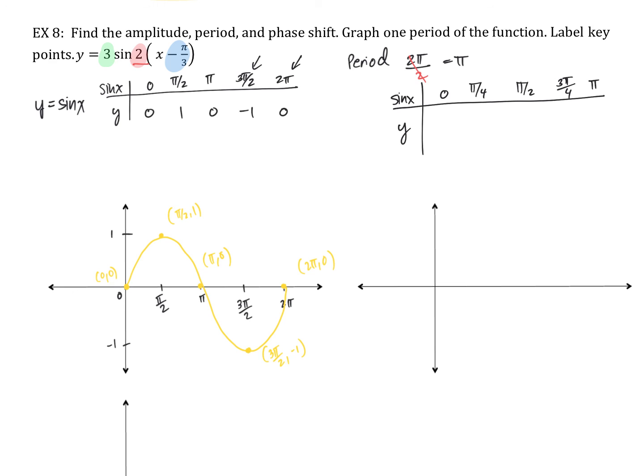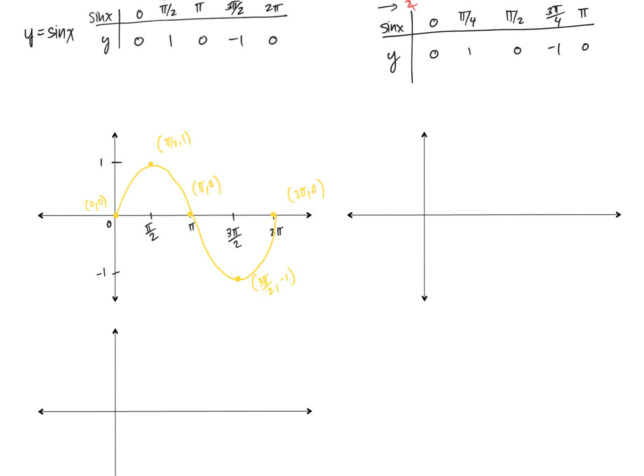So there's 2 ways you can think of it. You can either think of it as being divided by the 2 or being multiplied by a half. There are 2 different ways to think of it. And then the y values have not changed. Okay, go ahead and graph those. Check back in with me in a second.